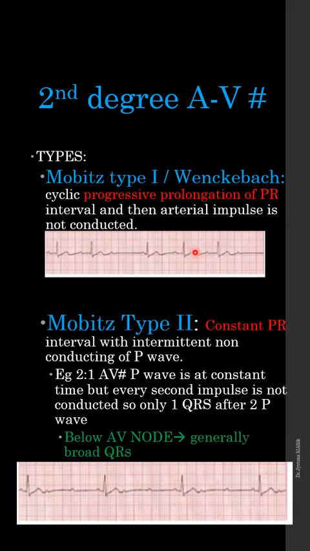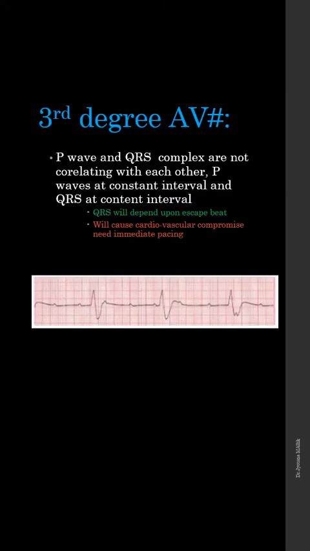So Mobitz type 1 is generally at AV node. The problem is at AV node, and in type 2 the problem is below AV node. So once it is below AV node, generally it will be broad complex QRS, and if it is at AV node, it is a narrow complex QRS.